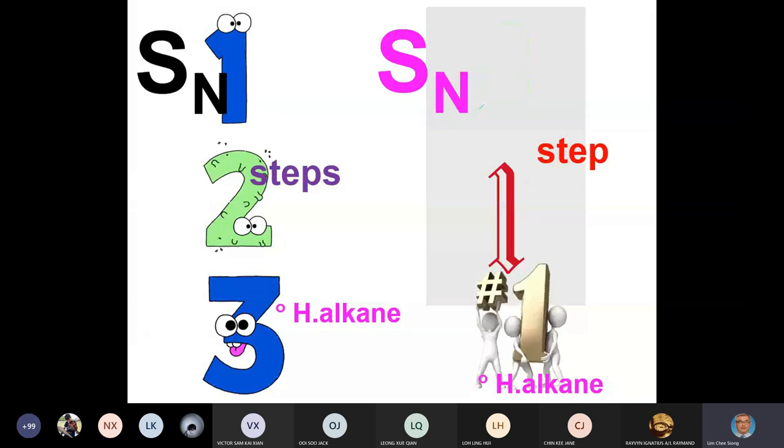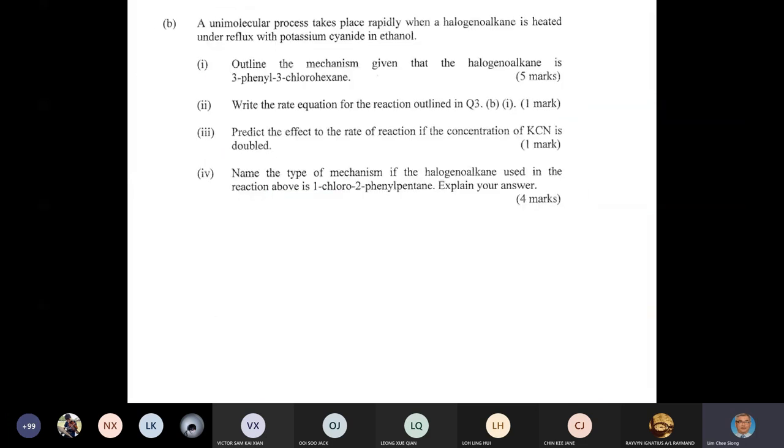Okay, so remember this number, it can help you solve a lot of problems. Get it? Okay, so today the last question for discussion. Now look here. A unimolecular process takes place rapidly when a haloalkane is heated under reflux with potassium cyanide in ethanol. You must understand what solvent should be used. In this question, how should the mechanism be?